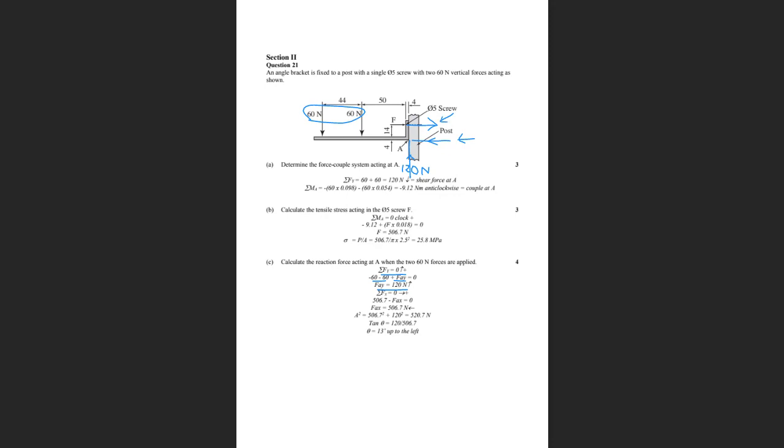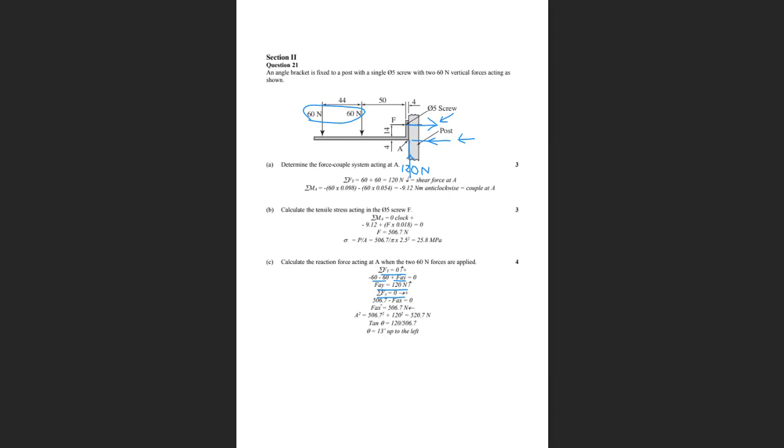And so you just say down here, the sum of the horizontal forces equals 0. You don't really need to put all this down here because you can see there's only one force acting. So FAX is equal to 506.7. It's going in that direction.